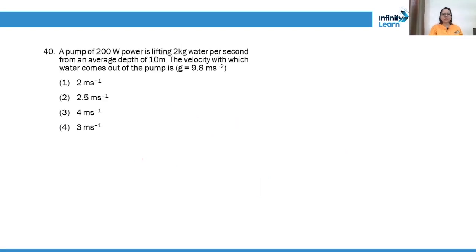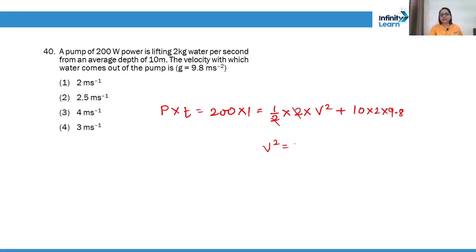Question number 40. A pump of 200 watt power is lifting 2 kilogram water per second. So basically work divided by time is 200. Work done by this pump is 200 into 1, that is power into time. Okay, power into time equals 200 into 1, and this work is converting into kinetic energy as well as potential energy of the water. So kinetic energy is half m v square plus potential energy is m g h, right? So if you solve this one, you'll get v square as 4 and v equals 2 meter per second, which is option 1.